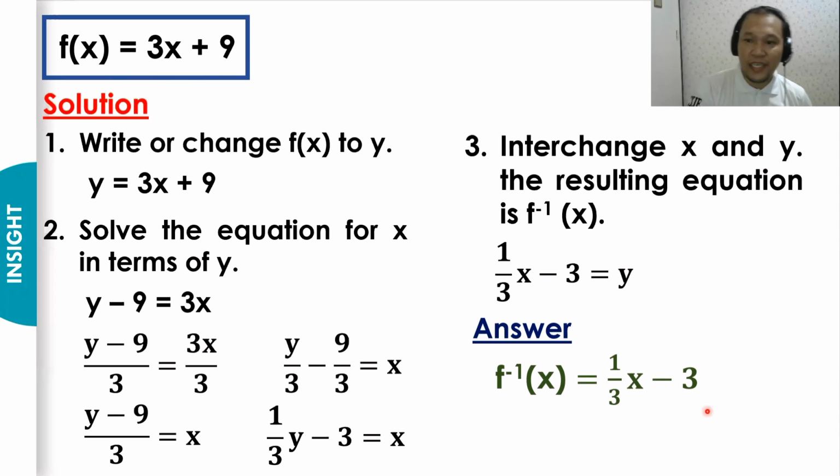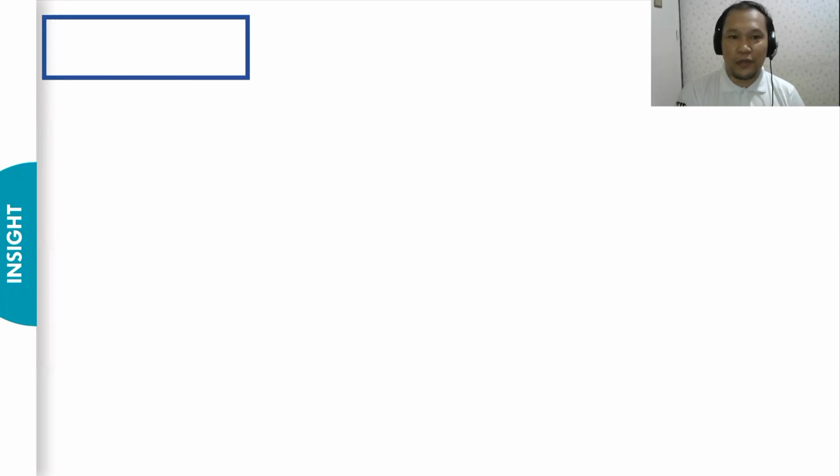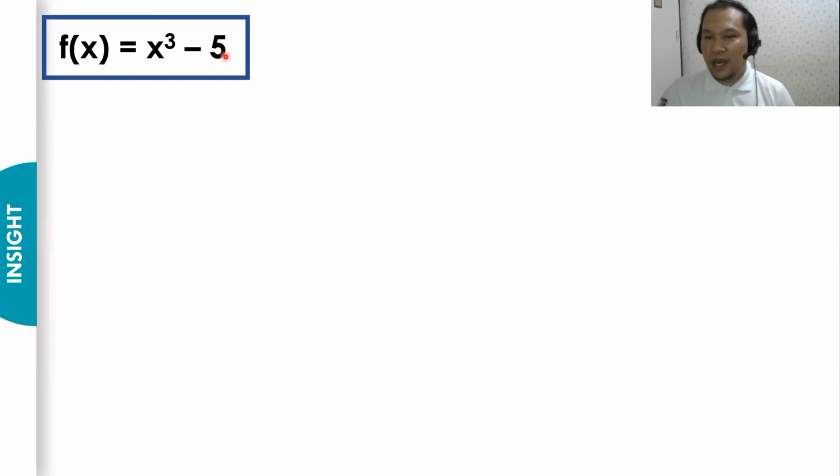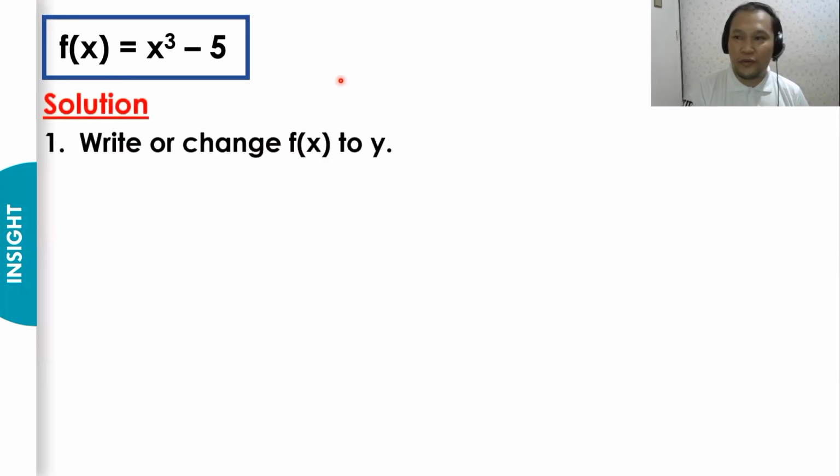Okay. Next, another example, we do have f of x is equal to x cubed minus 5. This is a cubic function, and we don't have restriction for the values of our x. Okay? Now, here, we do have our solution. The first step, we are going to change f of x to y. Therefore, we do have y is equal to x cubed minus 5.